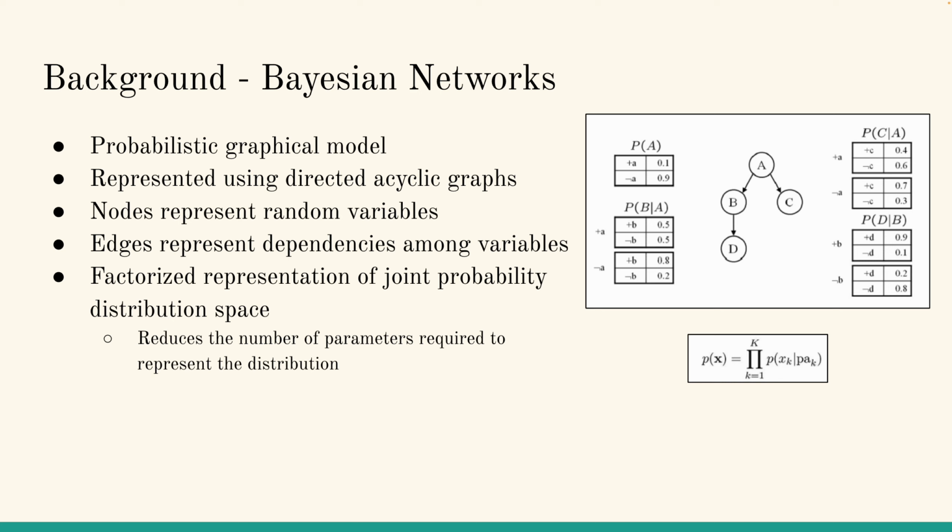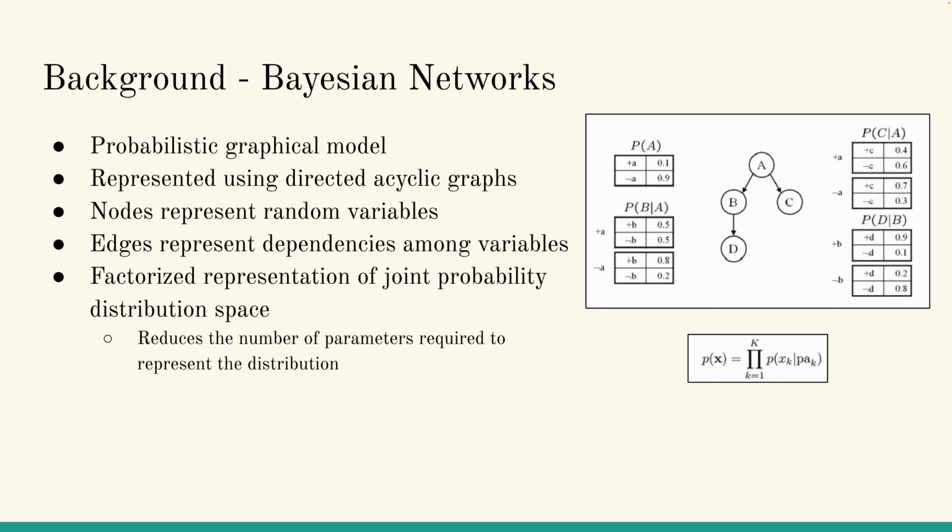One of the nice properties of Bayesian networks is it gives us a compact way to represent the joint probability distribution space. And even more so, it allows us to reduce the number of parameters required to represent that probability space. So, for example, if we were to assume that A, B, C, and D are all binary variables that could take on a value of, let's just say, true or false, it might take 2 to the n different parameters to represent that probability space.